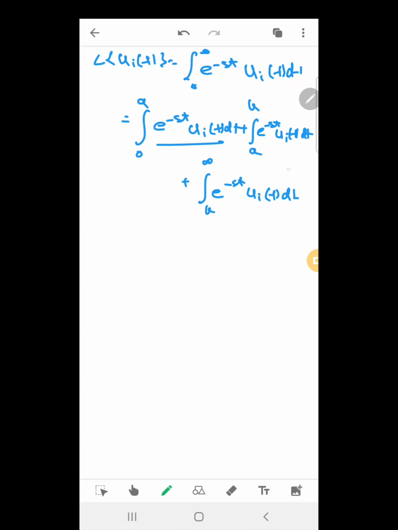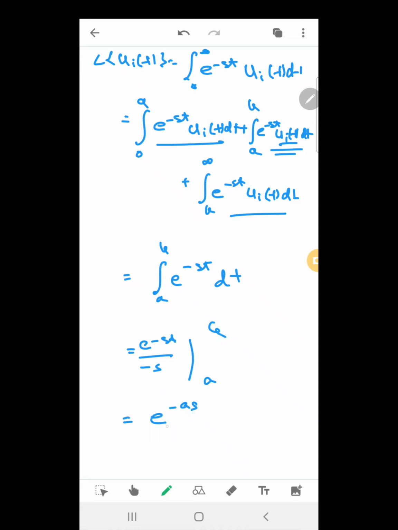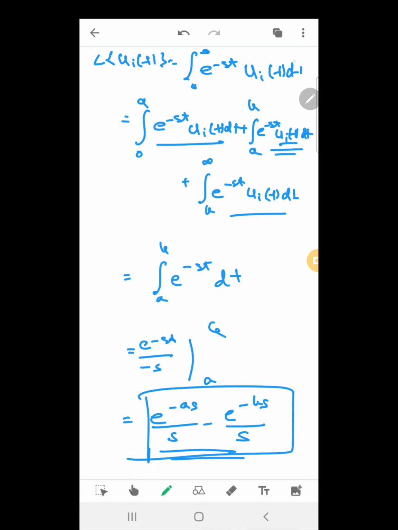Now this becomes 0, this becomes 0, the only existing portion is this one. So this is equal to the integral from a to b of e to the power minus st, where the value of u_i(t) becomes 1, dt. So that is equal to e to the power minus st over minus s from a to b, which is equal to e to the power minus as over s minus e to the power minus bs over s. That is your final answer. Clear? So these are the Laplace transforms of these three functions.